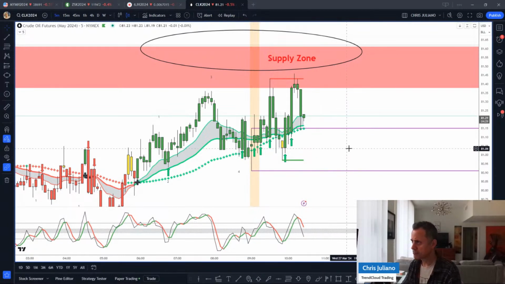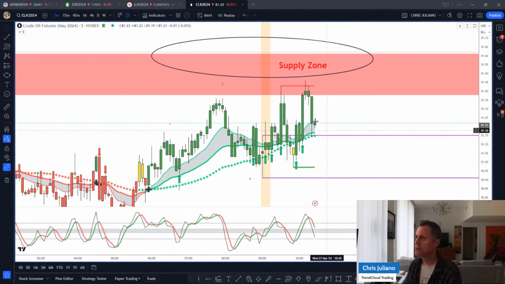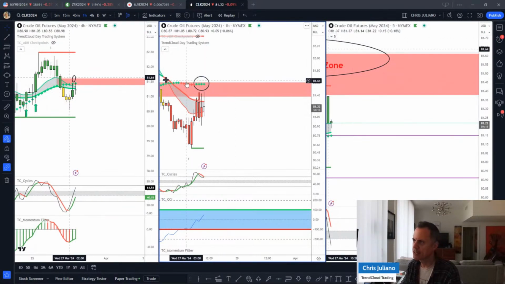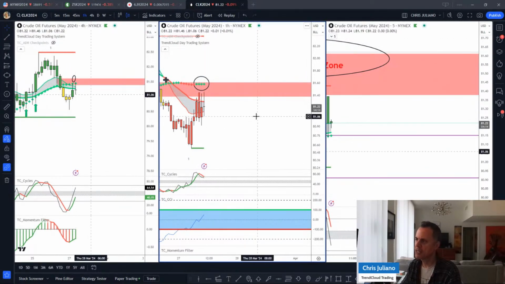So what is going to happen here? TrendCloud, we still have that green warning signal on TrendCloud, but look at these candles, right? It's in a fight. It's in a fight every step of the way.